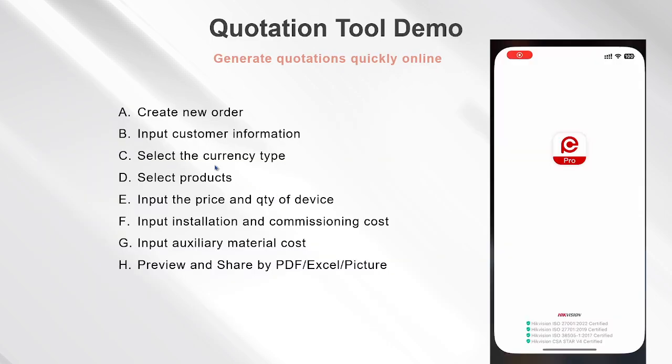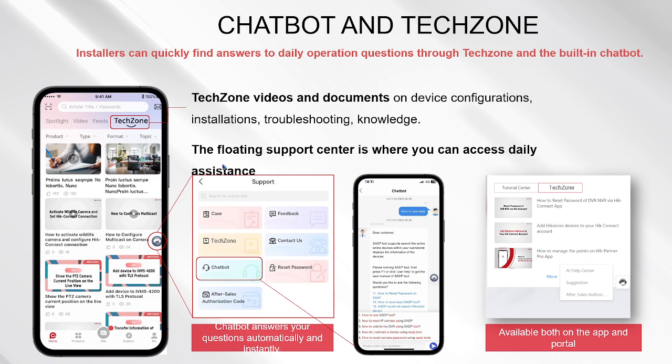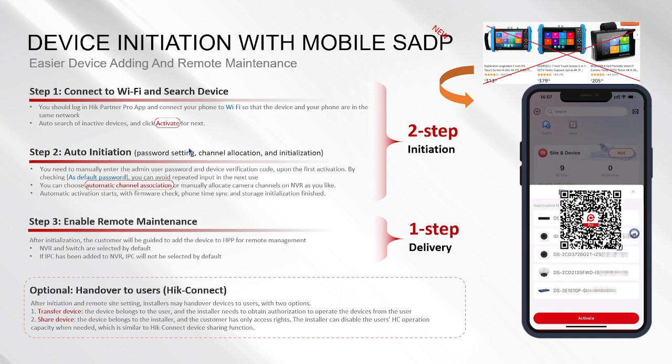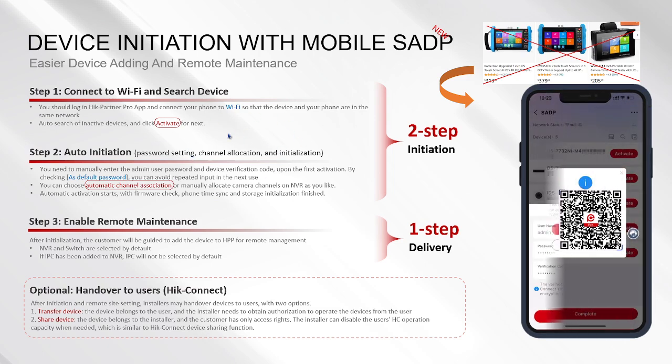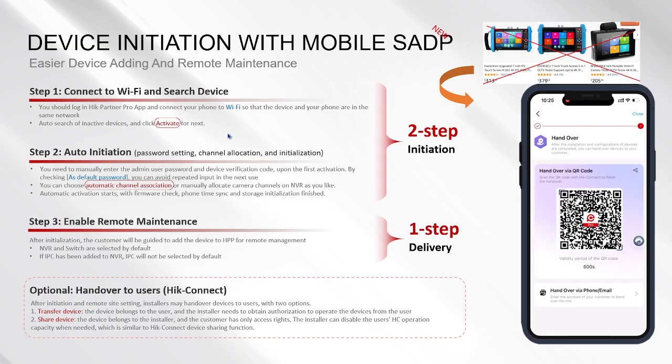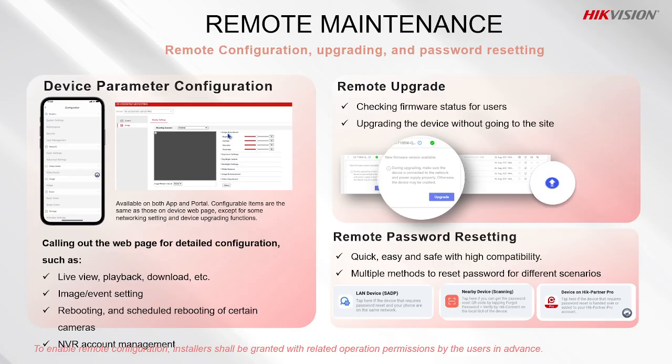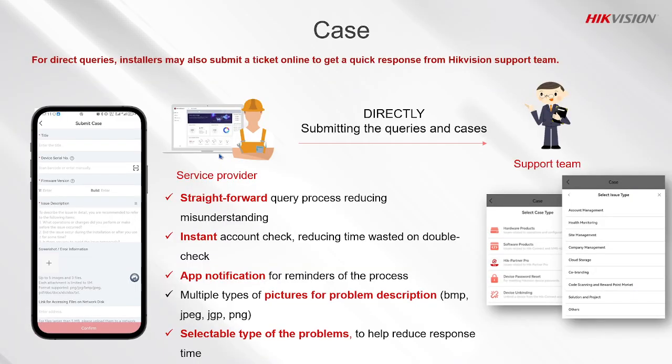Then you're able to do quotations on HIK Partner Pro. Just create your quote, then have the chatbot and text zone where you experience news and discuss with installers from different locations and positions. Then you can initialize devices through HIK Partner Pro, so you can activate devices. Then you have remote maintenance, in case a customer site goes offline.